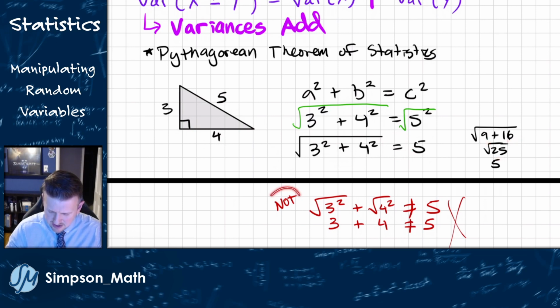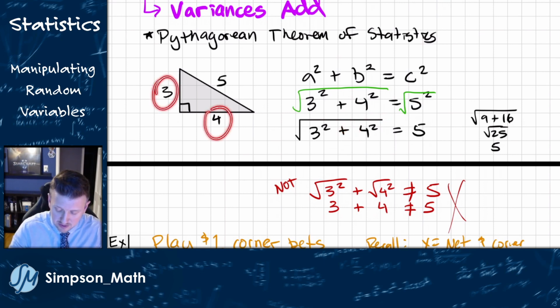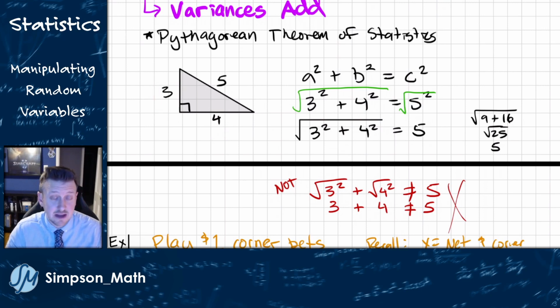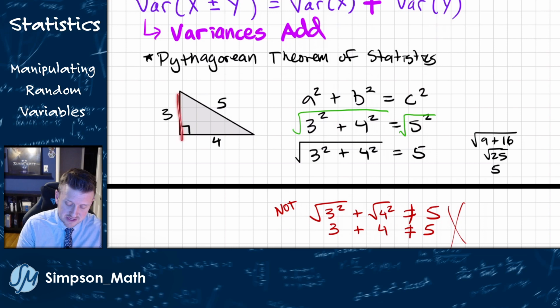Here's a what-not-to-do example under the black line. If I try to break the square root and take the square root of each of them, just adding this 3 plus this 4, notice I get 7, not 5. So we have to add squares first, then square root them. If I have things in the squared world, I have to add them first, then square root them. Another reason why this works with the Pythagorean theorem of statistics is that with this being a right angle, we can just use the Pythagorean theorem.